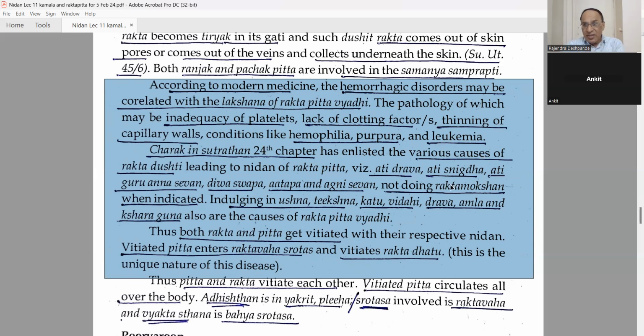Padartha, Ati Snigdha Padartha, fatty substances, Ati Guru Sevana, that becomes the metabolic disturbances. Liver will be problematic. Divaswap, sleeping in the daytime, can also disturb your circadian rhythm. Biological clock is getting disturbed and your immunity becomes less. Then Atapa and Agni Sevana. Whenever the person has a business or a job, moving all the time in the sun, that is very dangerous.